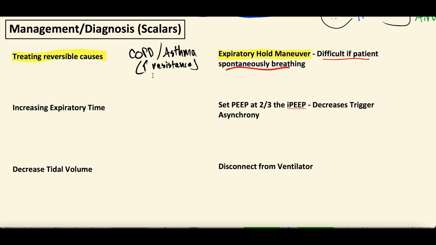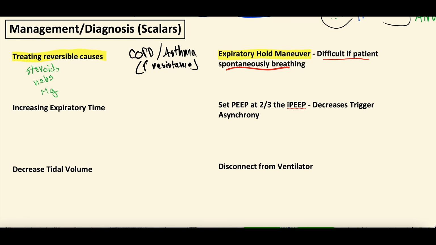Also, patients with a lot of mucus can sometimes air trap as well. Treating the reversible causes, you're going to treat the underlying condition, right? COPD, asthma: steroids, nebulizer therapies to help with bronchoconstriction or bronchospasm. Sometimes magnesium is indicated. All this is treatment for COPD and asthma.